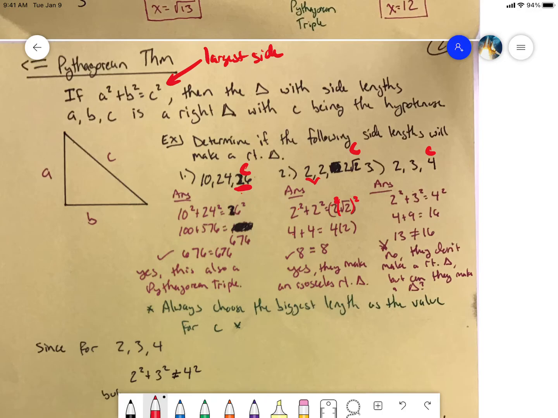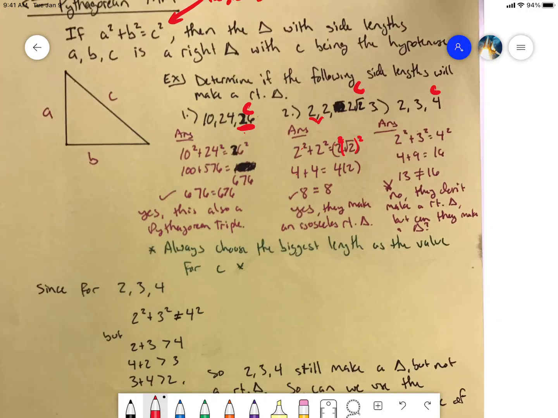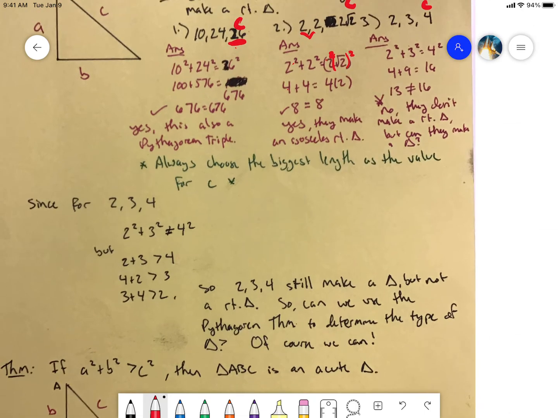So one of the things we want to recall is our triangle inequality theorem to determine if we even have a triangle. Since for 2, 3, 4, 2 squared plus 3 squared does not equal 4 squared, it's not a right triangle. But if I examine their sides, 2 plus 3 is greater than 4, 4 plus 2 is greater than 3, and 3 plus 4 is greater than 2. So these will still make a triangle, but they're not going to make a right triangle.